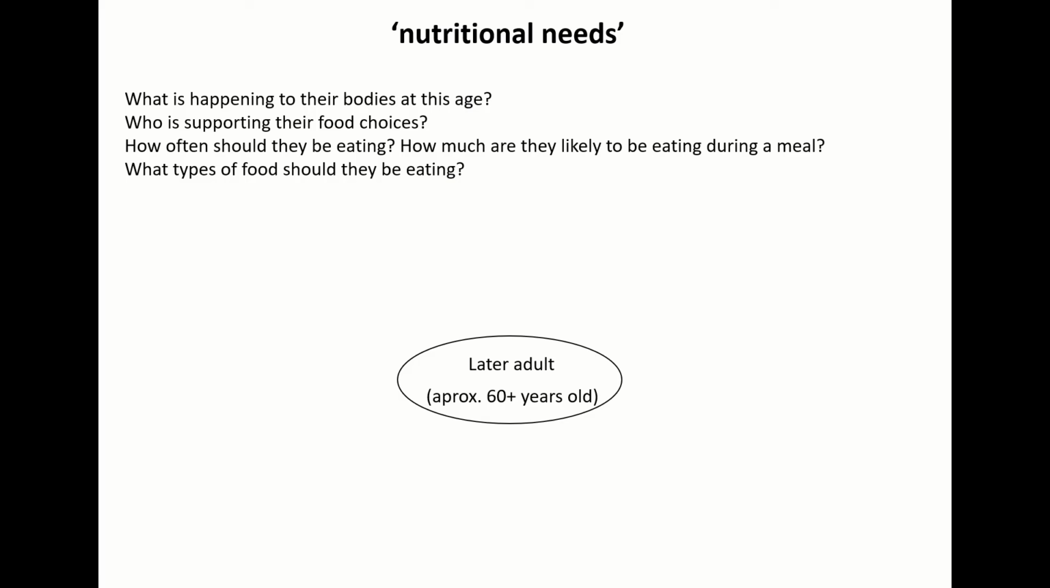Who is supporting their food choices? Are they making it themselves, or are they potentially having some assistance? How often should they be eating, and how much are they likely to eat during a meal? If you think about size of stomachs, and also in terms of dexterity, so how quickly they eat as well, and what types of food should they be eating.